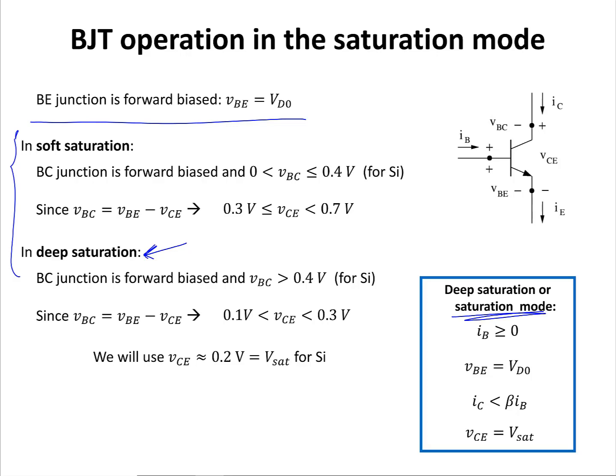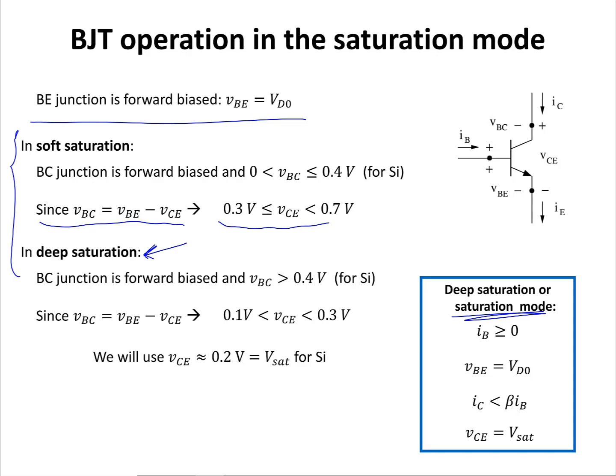But let's take a look at what happens in soft saturation and how we can compare it to deep saturation. In soft saturation, the base-collector junction is forward biased. In other words, it's not reverse biased anymore. And VBC is greater than 0, but less than 0.4 volts. In other words, the diode that forms at the base-to-collector junction is forward biased, but it is not completely on. Because of this KVL, we can write the collector-emitter voltage as a value between 0.3 volts and, obviously, less than 0.7 volts.